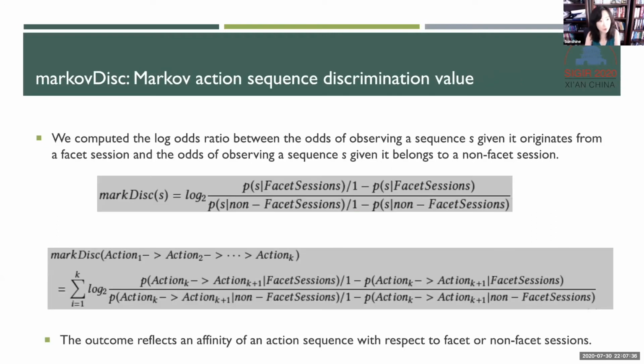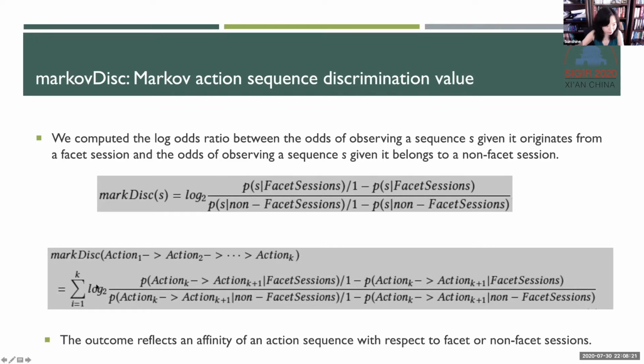And then the third variable is Markov Disk. It's a Markov action sequence discrimination value. We compute the log odds ratio between the odds of observing a sequence S, given it originates from a facet session, and the odds of observing a sequence S, given it belongs to a non-facet session. So it's a log odds ratio. Actually, it's a ratio of 2 odds. The upper odds is the affinity of this sequence in the facet session, and the lower part is the odds of the sequence in the non-facet session.